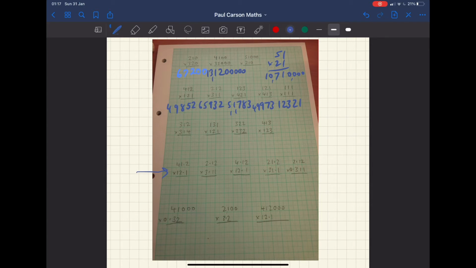Okay, 312 times 314 is going to be 8, 4 and 2 makes 6, 12 and 6 and 1 makes 19, 3 and 3 makes 6, so that's 7, 3 3 is 9.